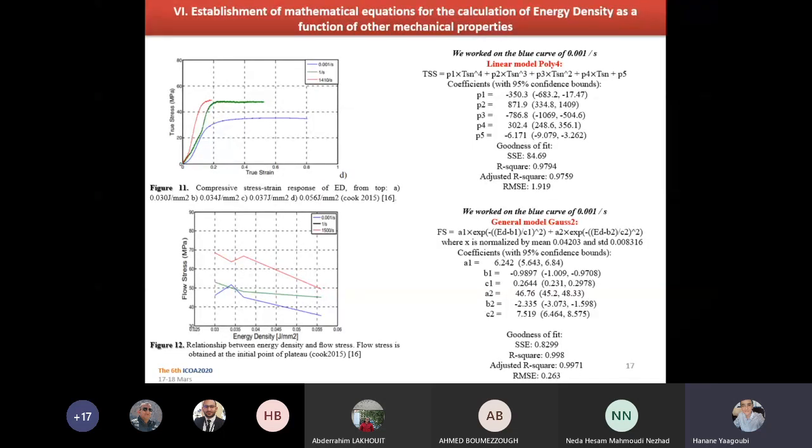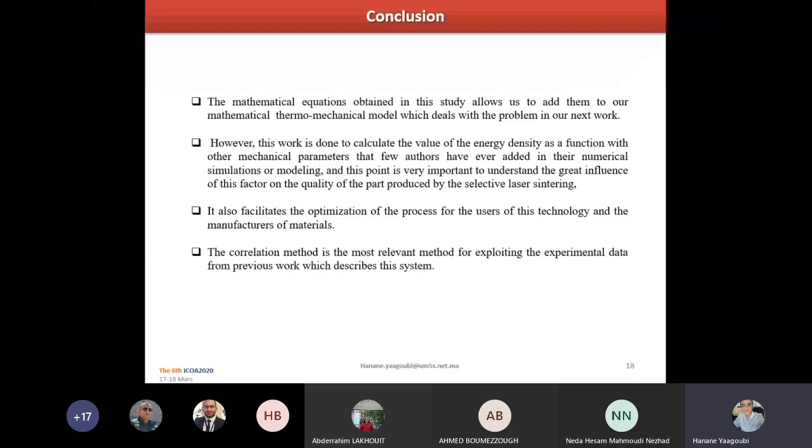So as a conclusion, we can say that the mathematical equation obtained in this study allows us to add it to our mathematical thermomechanical model in the next work. This work calculates the value of the energy density as a function of other mechanical parameters, and we can consider these parameters as key parameters of this process.